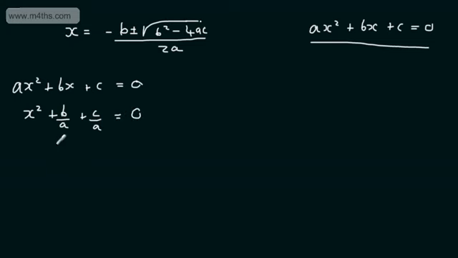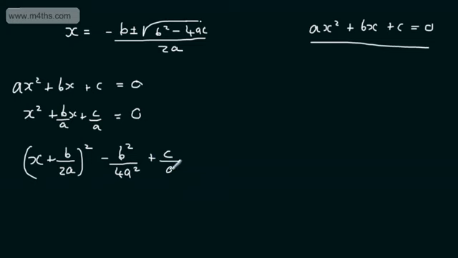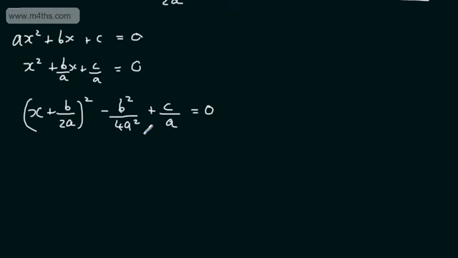I'm now going to complete the square. So I've got b over a x plus c over a. I take half the coefficient of the x term, so I've got x plus b over 2a. I square this. I now need to subtract away this squared, and that's going to be minus b squared over 2a all squared, which is 4a squared. Now I've got plus c over a, and that's going to be equal to 0. At this stage, I'm going to get a common denominator on these two. Now the common denominator is 4a squared. So I need to multiply this fraction by 4a to get a common denominator.